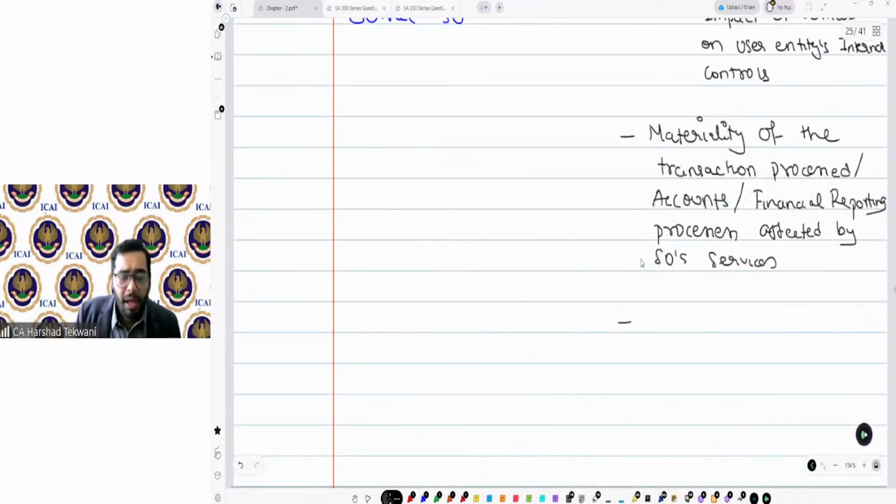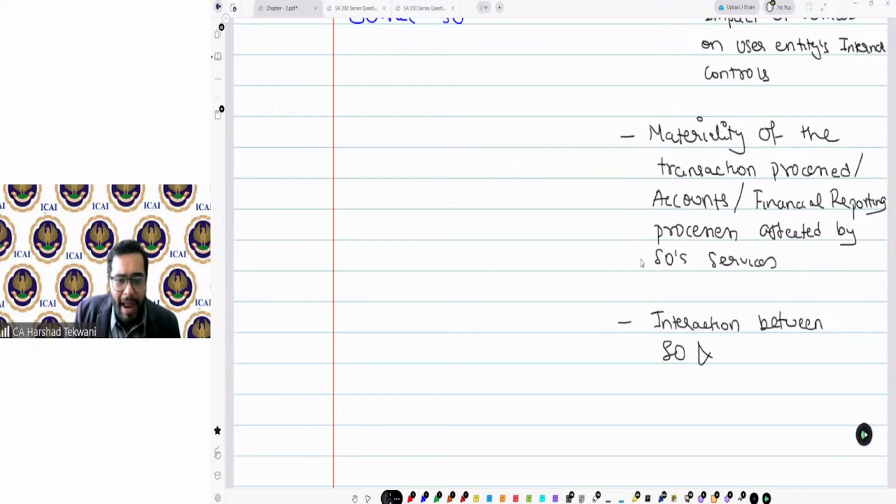Number three, understand the interaction between service organization and user entity. Means, how both are interacting with each other. For example, what data is going from where, what is happening with that data, how the data is flowing between both the entities. Understand that thing.